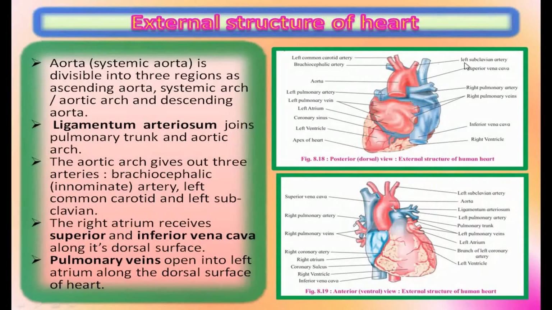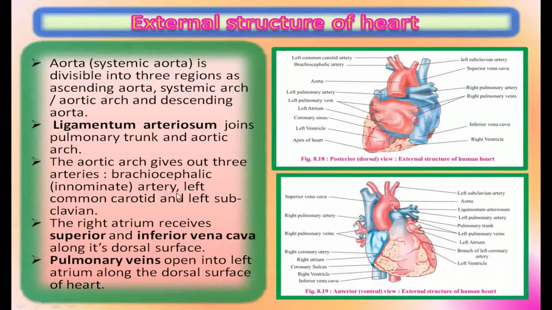This is the left subclavian artery. That means the aortic arch gives out three arteries: the brachiocephalic artery, the left common carotid artery and the left subclavian artery.